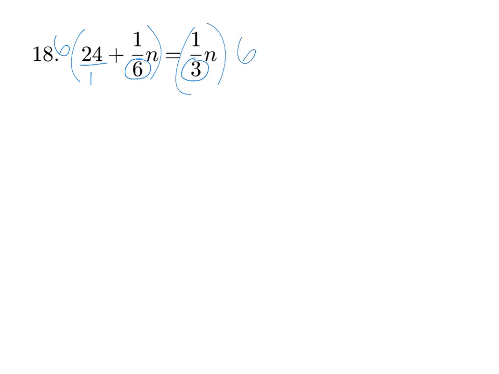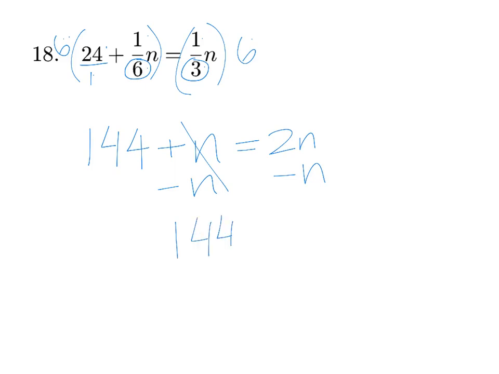And how does this work exactly? I take 6, I divide it by 1, and then I multiply it by 24. I get 144. I take 6, I divide it by 6, I get 1, times 1 gives me 1. So it's just n. Here I have 6, I divide it by 3, I get 2, times 1, which is 2. So here I'll subtract n. 144 equals n.